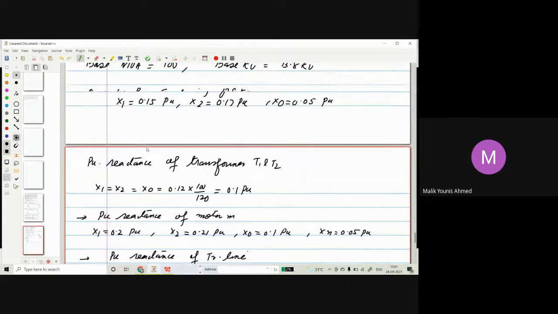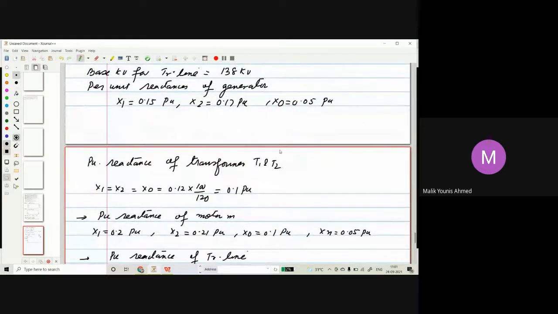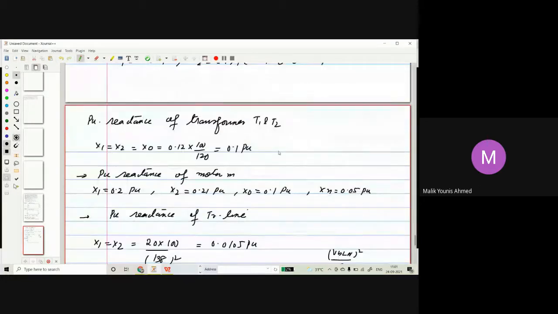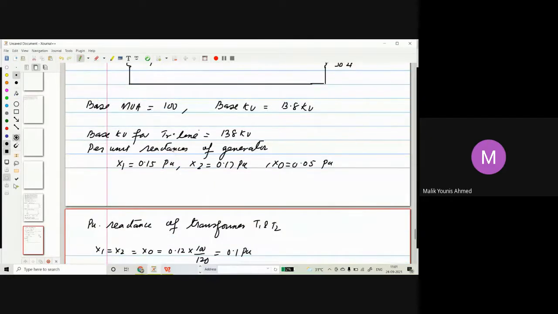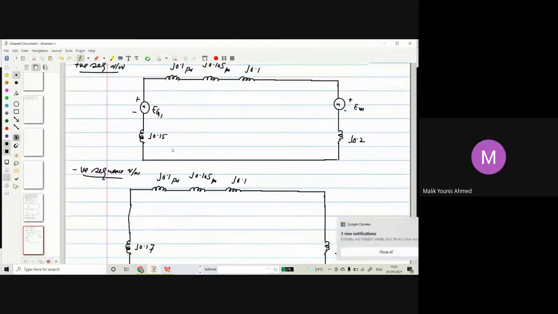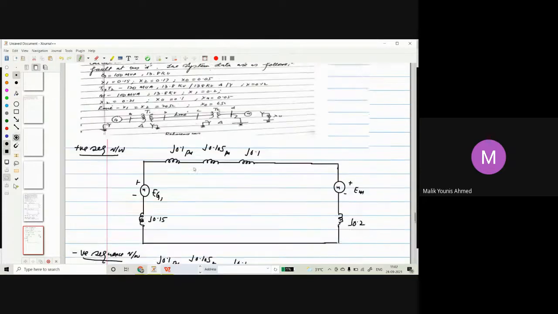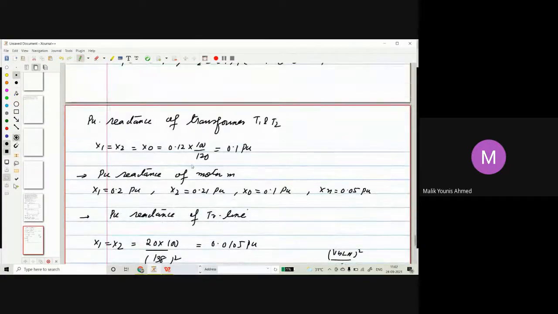Just for your information, this is 0.05 per unit reactance of the generator. We are writing, just a second. Per unit reactance of generator in zero sequence is 0.05. But how come? Just a second, let me check the data. 0.15, 0.17, 0.5. But why are we writing 0.5? Just a second.